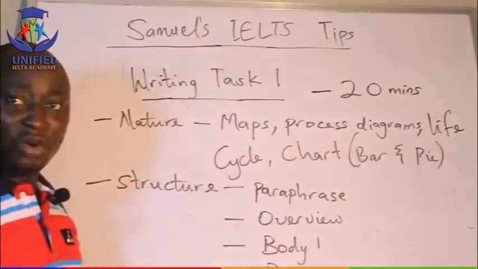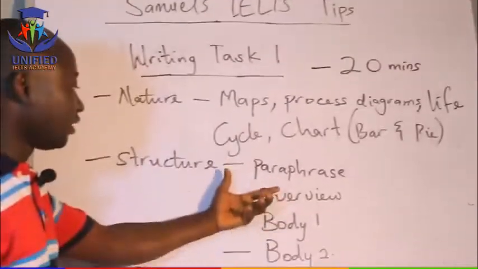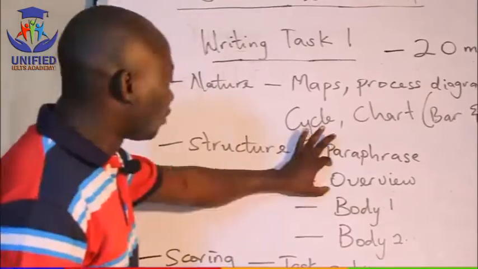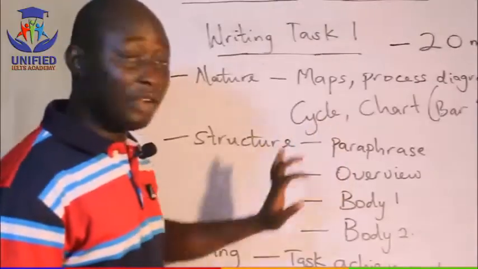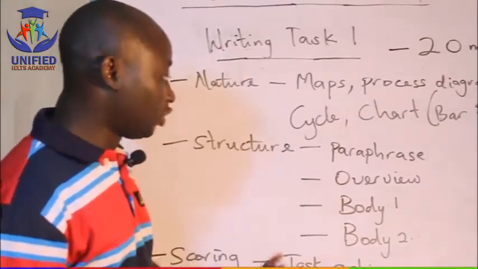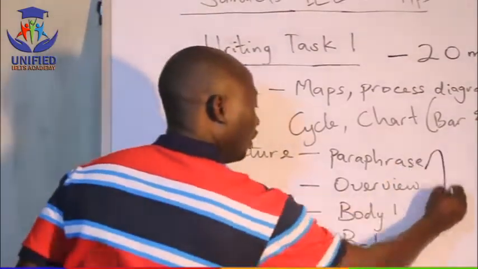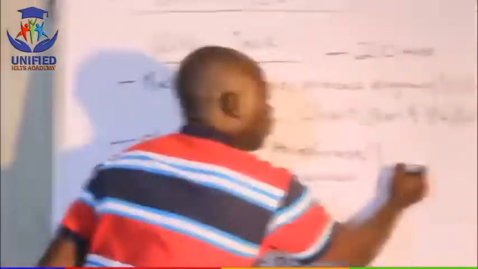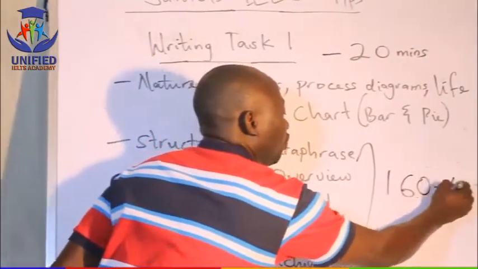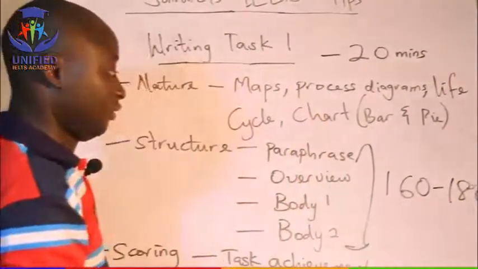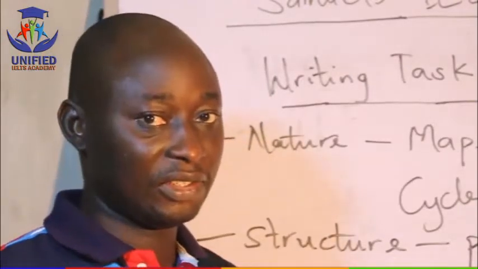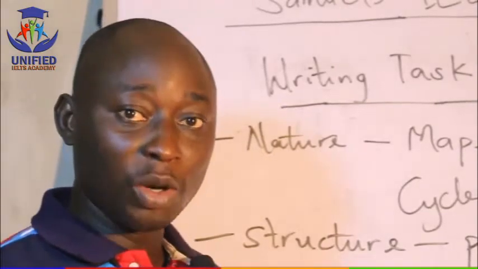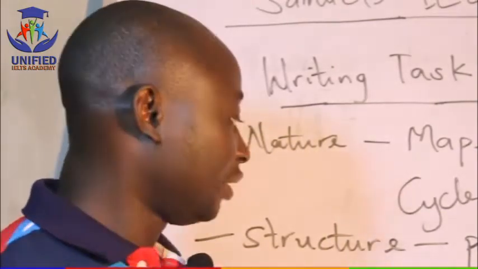What's the structure of such a write-up? Number 1, it must have a paraphrase. That stands in for your introduction. It must have an overview. That's like paragraph 2. Your body 1, then body 2. What we're going to have in all is about 4 paragraphs with about 160 to 180 words in word count. You should not have less. You can have more if you are able to, depending on how versed and fast you are.